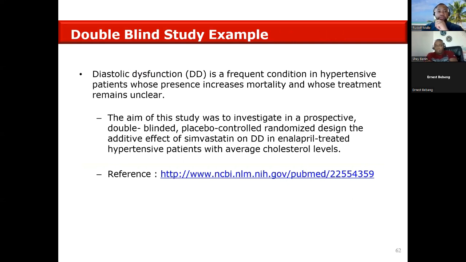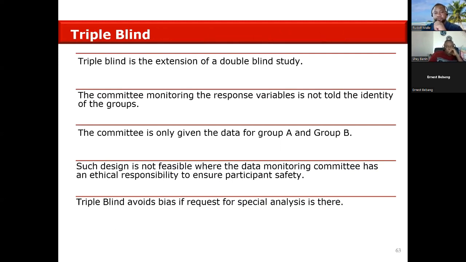I'll let you look at an example of a double-blind study. You can go to the NIH website to read an example of a double-blind study and how that entails.